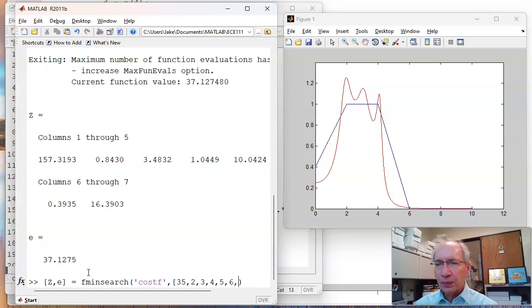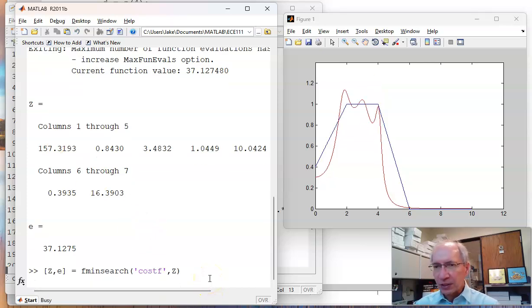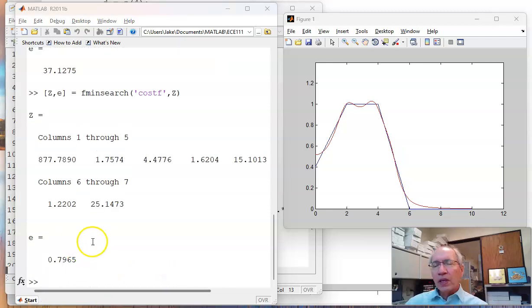Can I do better? Well, one way is just pick up where you left off. So Z was the current guesses of A through G. Let's use those same guesses. Can I reduce the cost less than 37? And you can see from the graph it's actually doing pretty well. And eventually it winds up with a cost of 0.795.